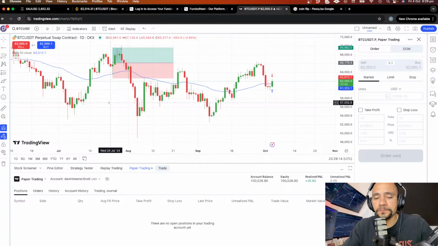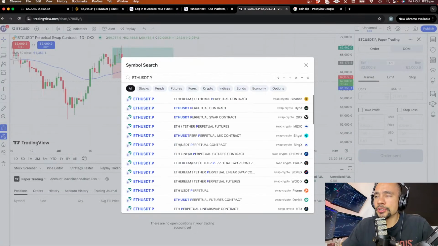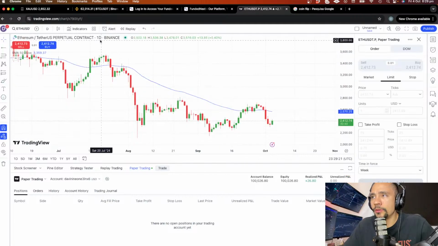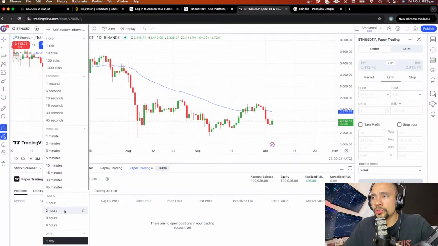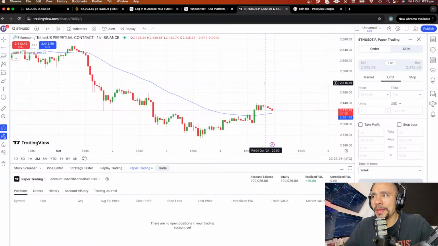For example, I'm going to show you guys a trade that happened today on Ethereum. If we go to 1 hour chart, this is going to be a little bit advanced, but bear with me.